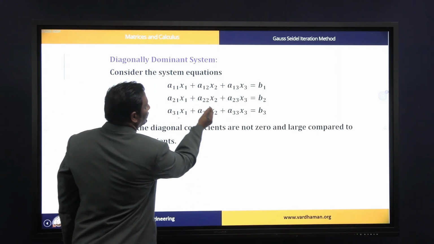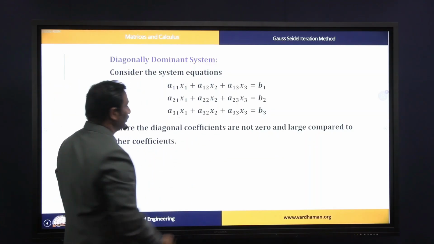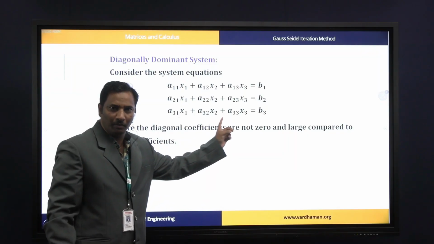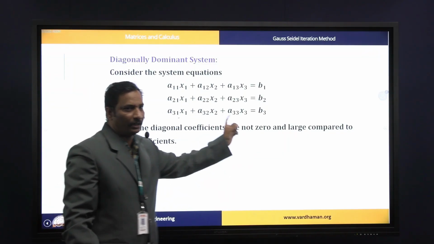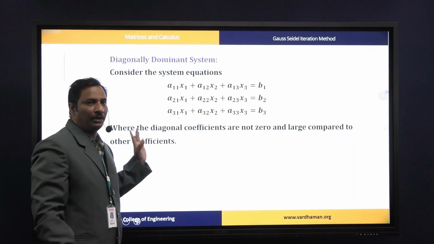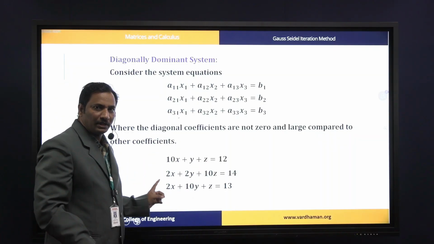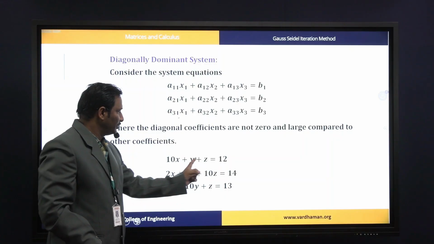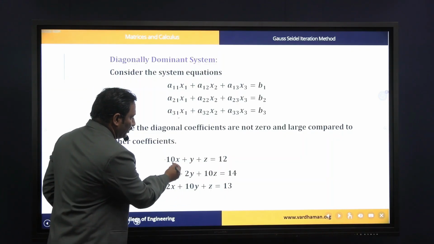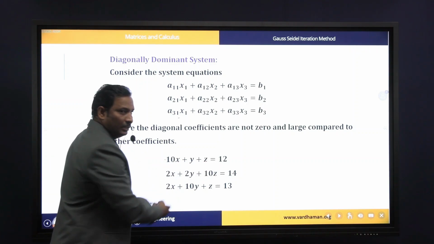We have to check only the diagonal elements. So what is considered diagonally dominant? The diagonal coefficients must not be 0, and compared to the other coefficients in the given equation, it should be large. For example, the three equations are given here. The diagonal element in this equation, a11, is 10. This 10 is greater than the other coefficients of y and z.